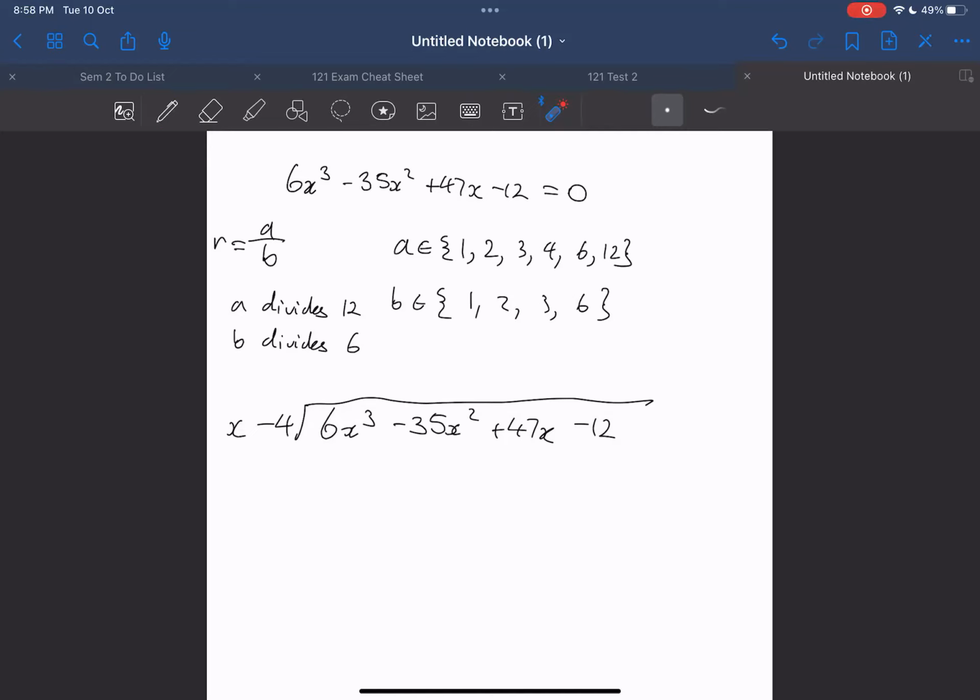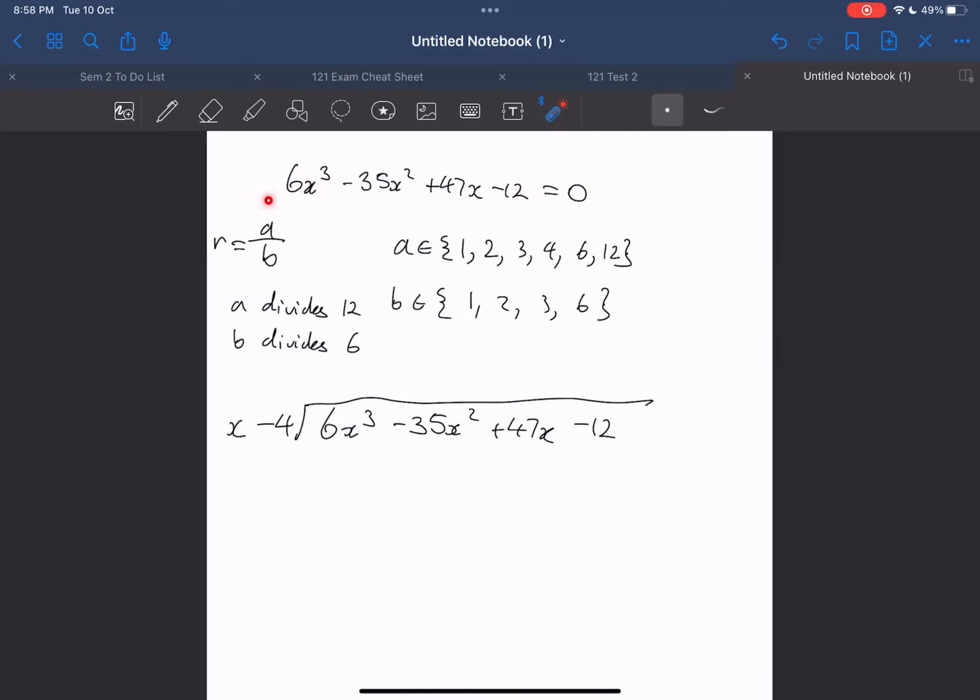I don't think I remember the proof. I mean, it is in PST, but I think the proof is you substitute a over b into each of these x's, and then you multiply through by b cubed, and then you realize that a has to divide 12, b has to divide 6.